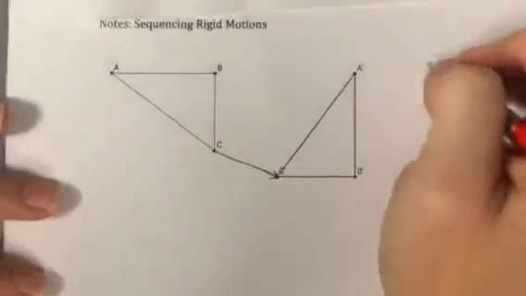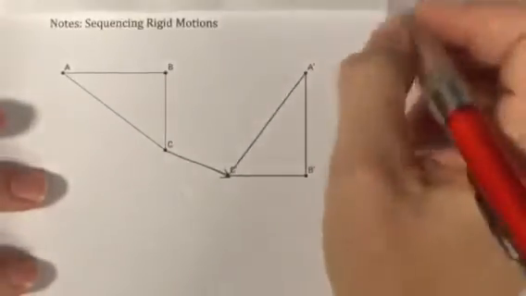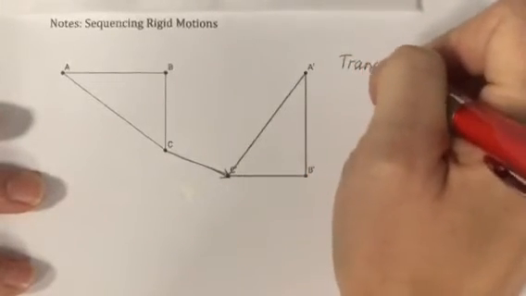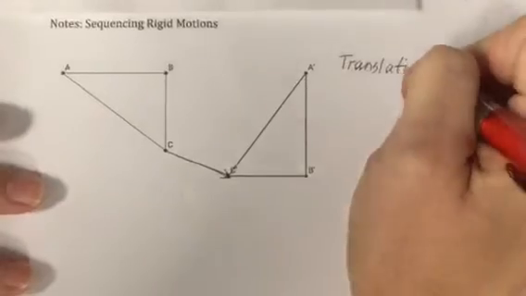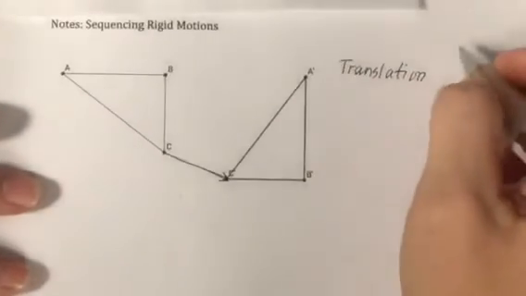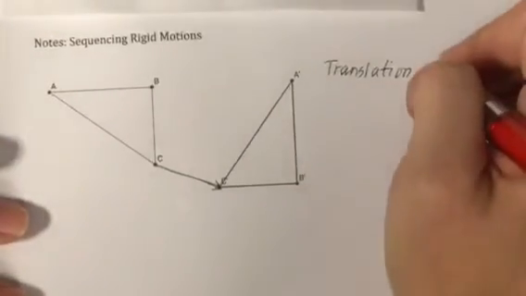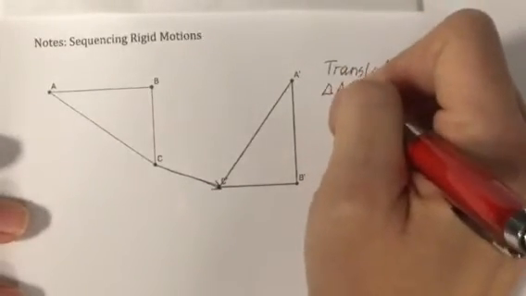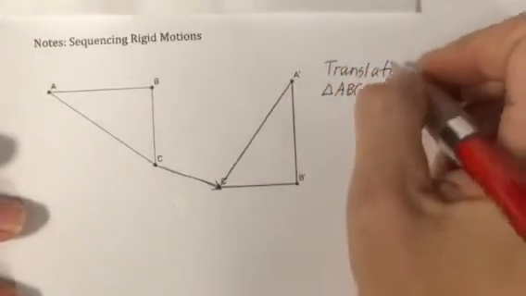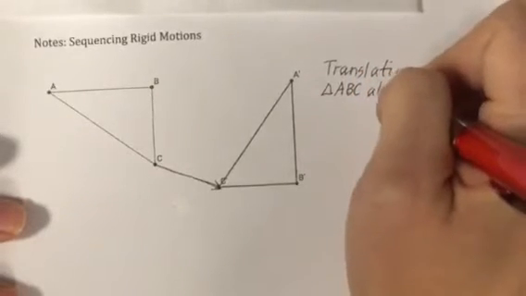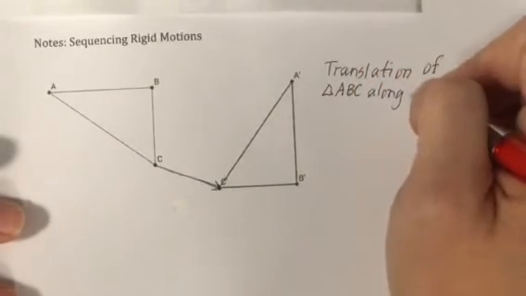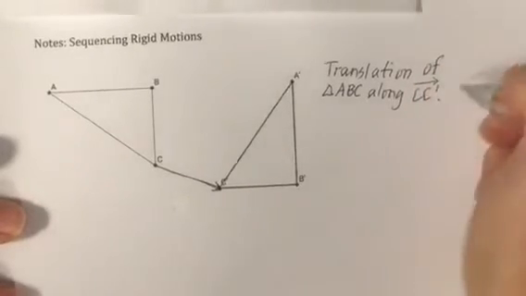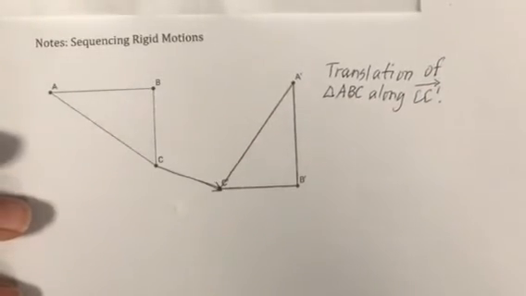Okay, and we're going to start listing out our sequence. So we're going to make a translation of triangle ABC along vector CC prime. Okay, that's going to be our first step.